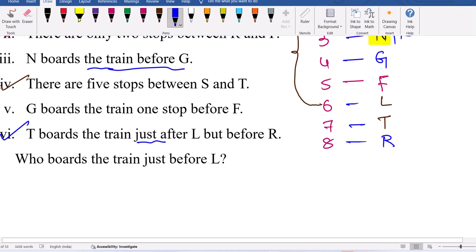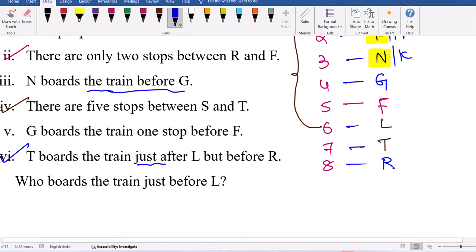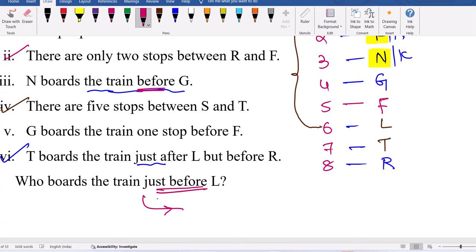Now, who boards just before L? This is the only question I kept, but there are a lot of questions they'll ask you, regarding the same data. Who boards just before? This is the word I'm worrying about. Here, there is the word before. Here, there is the word just before. Right, so the answer is nothing but F.